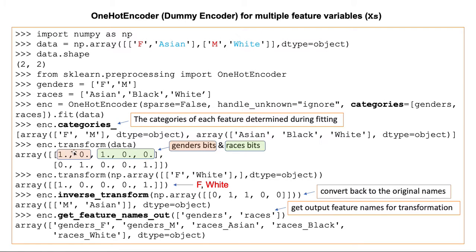As you can see here, the encoder used 2 bits to represent gender and 3 bits to represent race. And then we can use the encoder to transform any feature variables. We can also use the encoder to do the inverse transform from bits back to the original names.